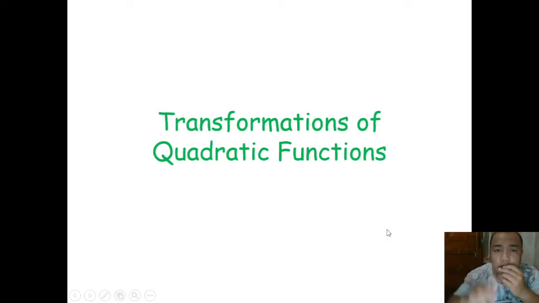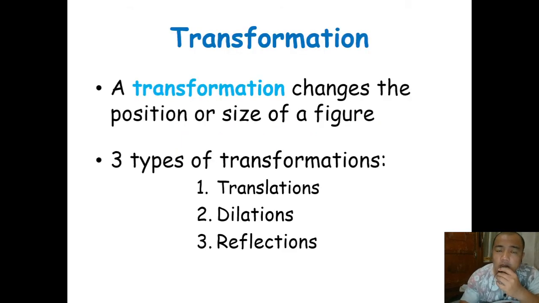Hello, grade 9 students. This is a continuation of our topic, graphs of quadratic functions. And I think this is part 3. Let us describe the graph of quadratic functions, or what we call the transformations of quadratic functions. What is transformation? Transformation in mathematics changes the position or size of a feature. There are 3 types of transformations. Number 1, translations, 2, dilations, and 3, reflections.